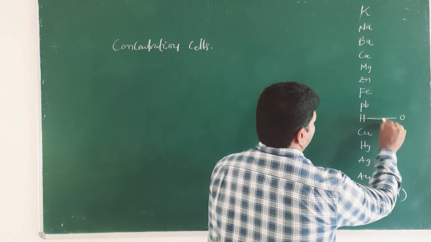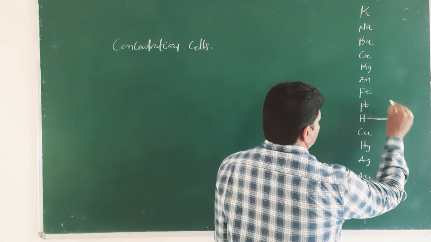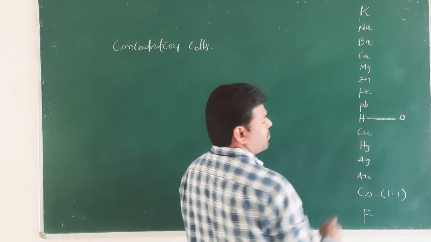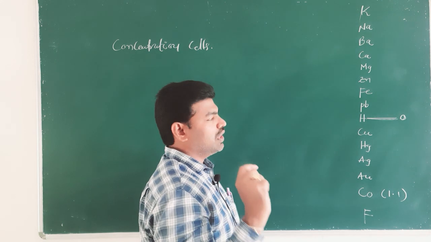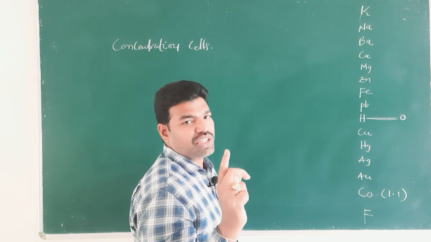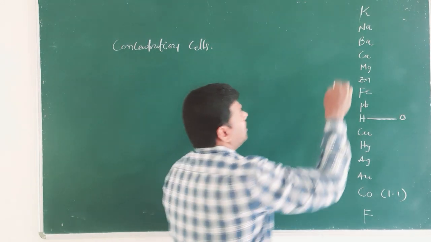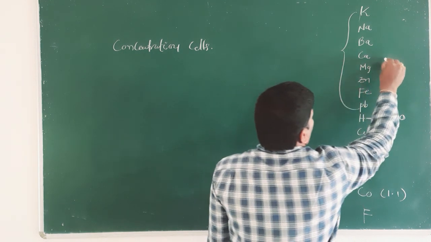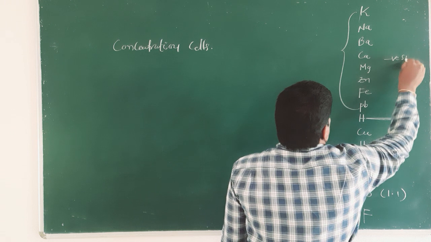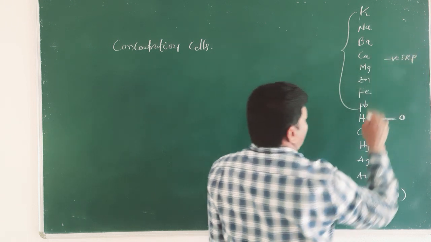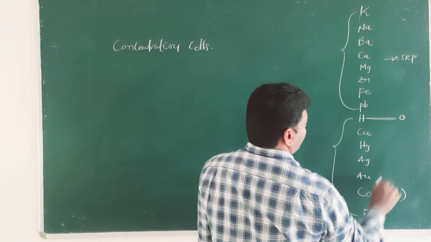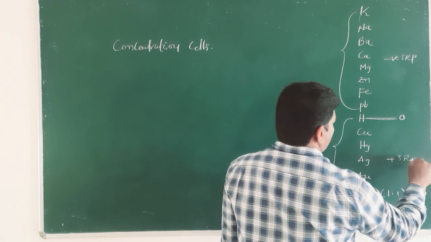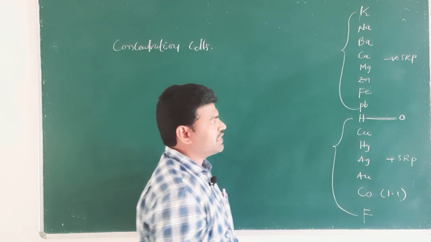In this series, hydrogen has a reduction potential of 0, and these are the electrodes with negative SRPs, and these are the electrodes with positive SRPs, that is, positive standard reduction potentials.